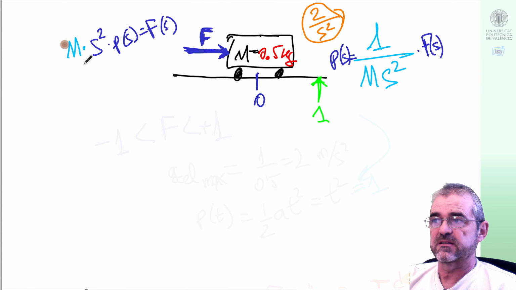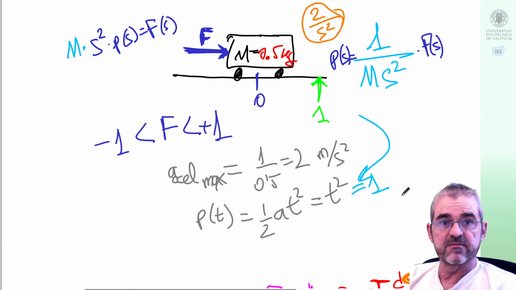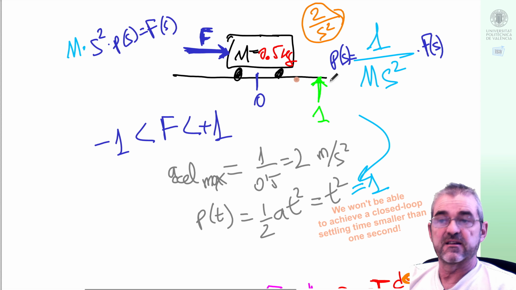So mass times acceleration, s squared position in Laplace domain, equals force. So the transfer function is this one, 2 over s squared for my half a kilogram mass, and with some technology I can compensate the friction and act with electromagnetic, hydraulic or whatever technology to move my mass. If my desired movement is 1 meter and my maximum force is 1 Newton, then with uniformly accelerated motion we will not be able to achieve that in less than 1 second. Just to get an intuition on how fast we should act.